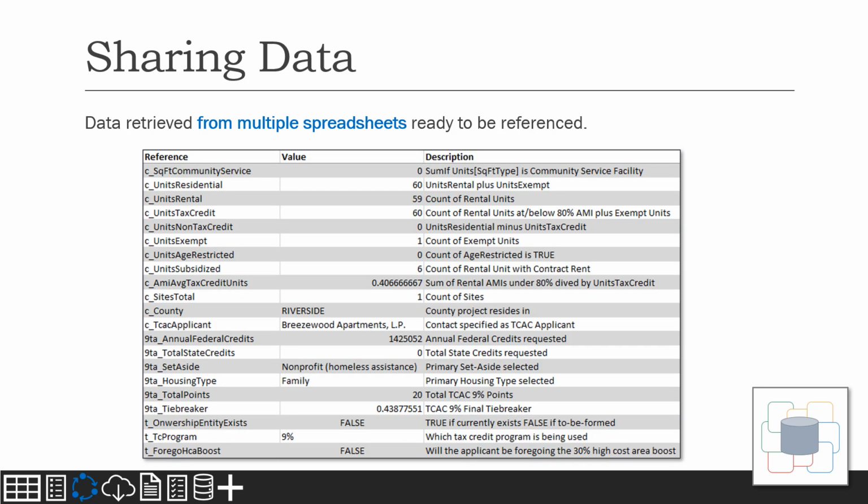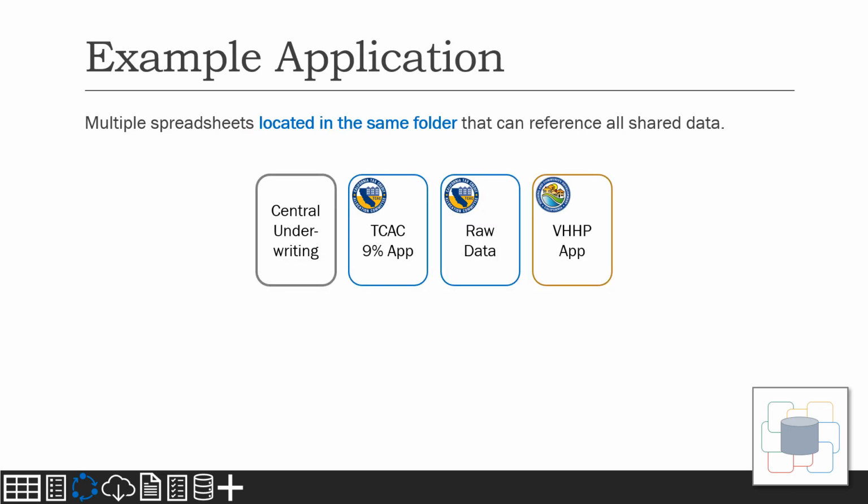This example shows a table that has imported information from multiple spreadsheets that reside in the same folder. Given the unique references, this spreadsheet can readily access all the data its companion spreadsheets made available. Let's take a look at an example of a set of specialized spreadsheets that communicate application information.